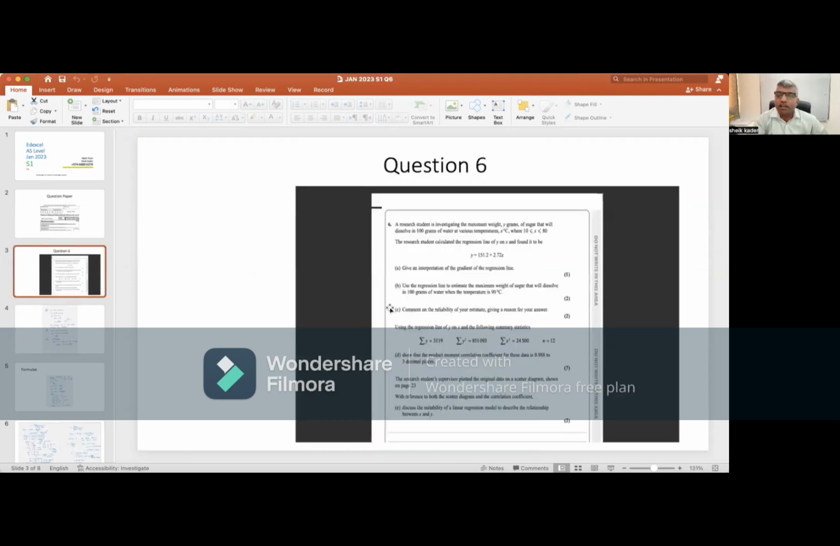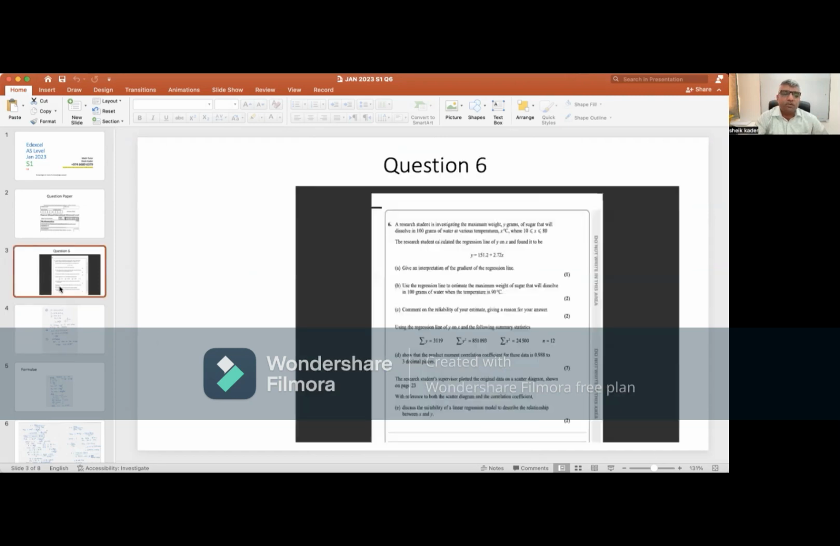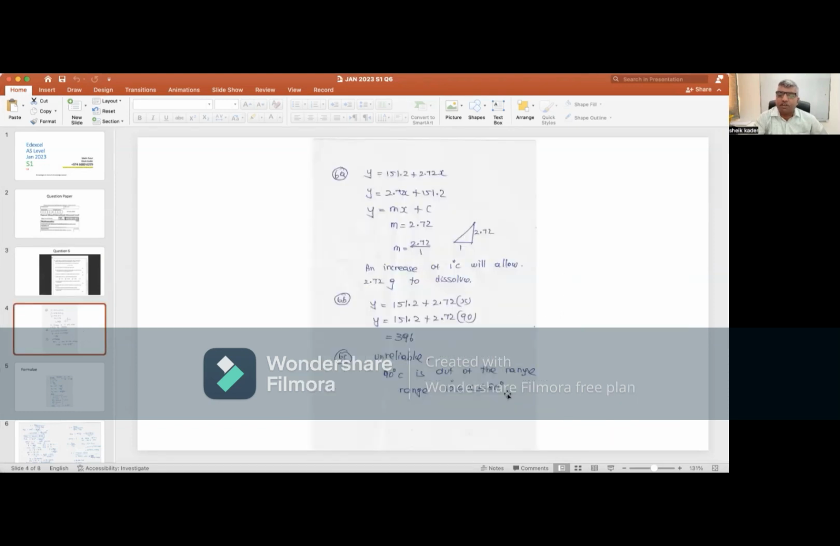Question 6b. Use the regression line to estimate the maximum weight of sugar that will dissolve in 100 grams of water when the temperature is 90 degrees. Actually, they have given the range. y equal to 151.2 plus 2.72 times x. So in place of x, you substitute 90 degrees. So it will be 396. Question 6c. Comment on the reliability of your estimate, giving a reason for your answer. They have given the range x greater than 10 and less than 80. But it is 90 degrees, so it is out of the range, so it is unreliable.